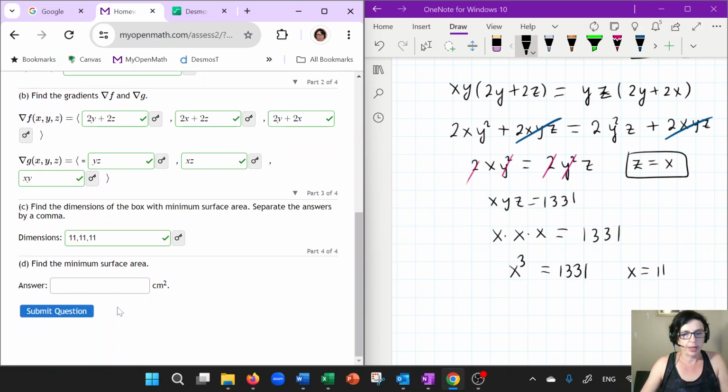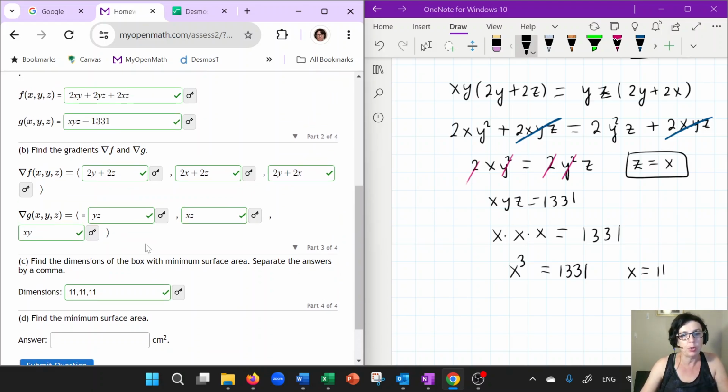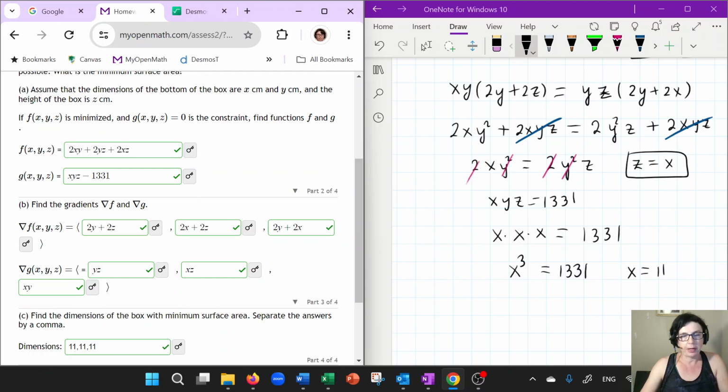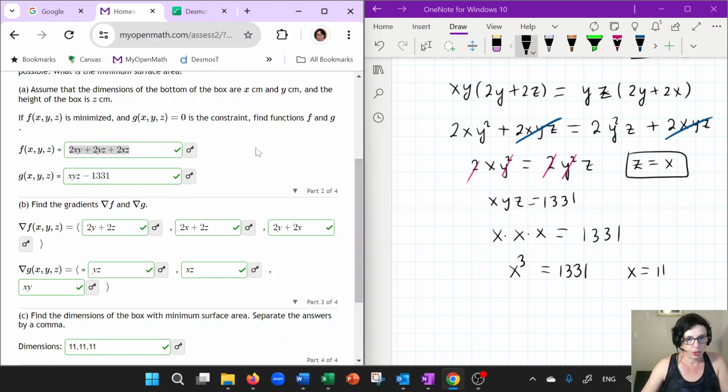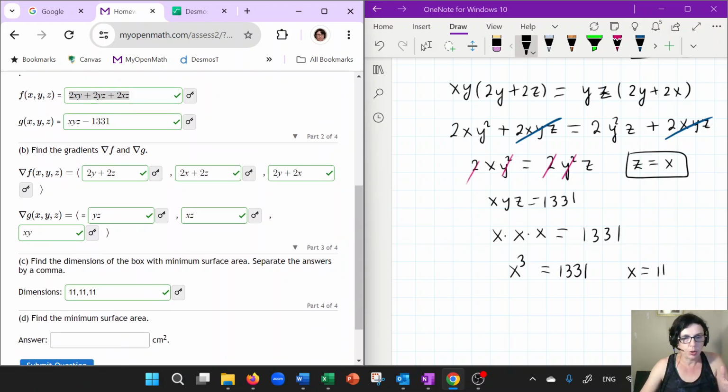Now, what they want is also the minimum surface area, because remember we were minimizing the surface area. So we are saying that for all other possibilities, and you can check that if you pick any xyz that will satisfy the constraint and plug into here, you will get an answer that's larger. So this is going to be a minimum, and you could check that. All right, but what is the minimum surface area?